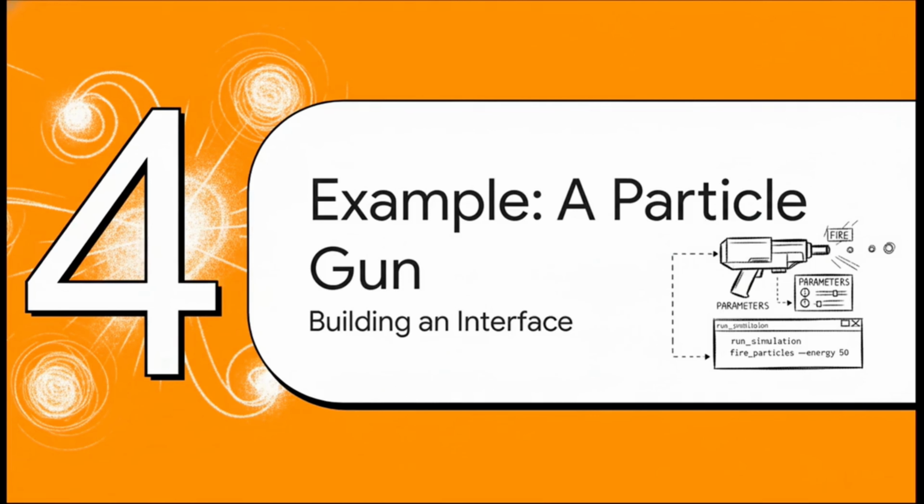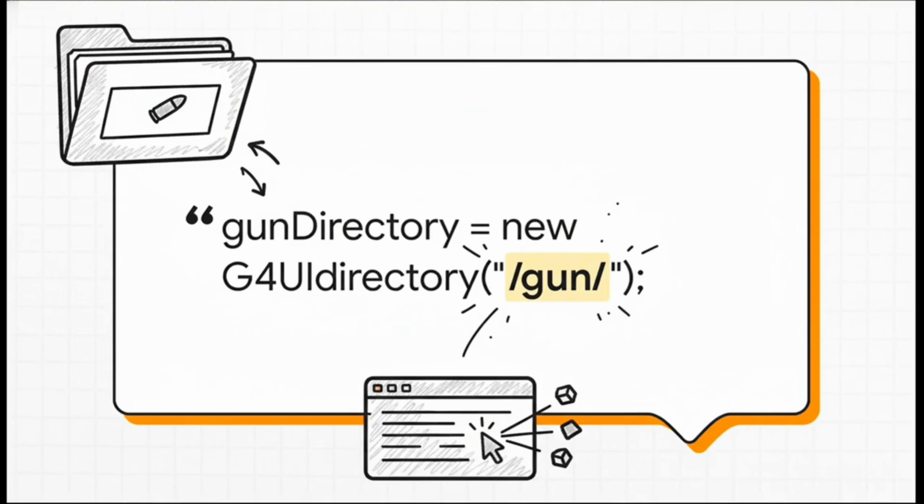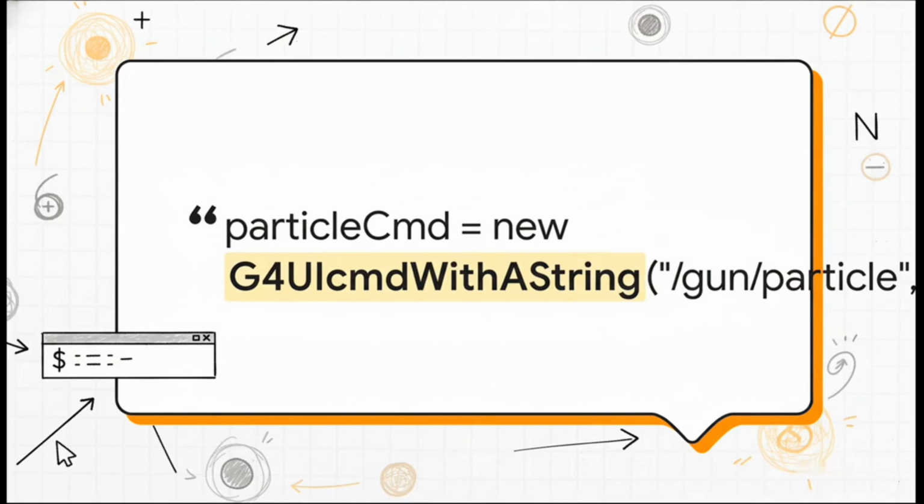Okay, enough theory. Let's make this real. We're going to build a user interface, piece by piece, for a virtual particle gun. The thing that actually shoots the particles into our experiment. First things first, you got to get organized, right? So we create a directory. This is just like making a folder on your computer. It lets us group all of our particle gun commands together under a nice clean path, /gun. Keeps everything tidy.